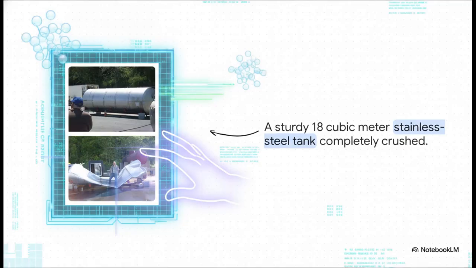Just take a look at this massive, incredibly sturdy stainless steel tank. We're talking 18 cubic meters of solid metal. It was filled up with high-temperature steam, completely sealed off, and then rapidly cooled down with a fire hose. And the result? This completely dramatic, catastrophic destruction in under a minute. I mean, it literally looks like some invisible giant from a sci-fi movie just stepped right on it.